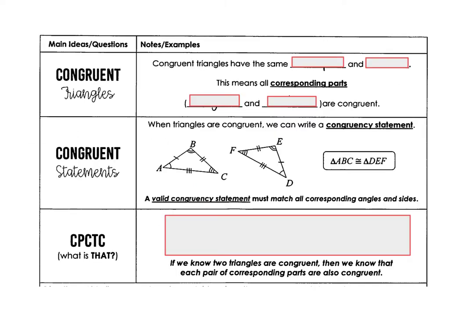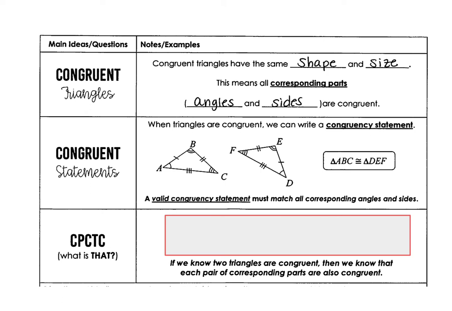Congruent triangles have the same shape and the same size. All right? This means all corresponding parts, the angles and the sides, are congruent. So all congruent triangles have the same shape and size, which means their angles and sides are congruent.